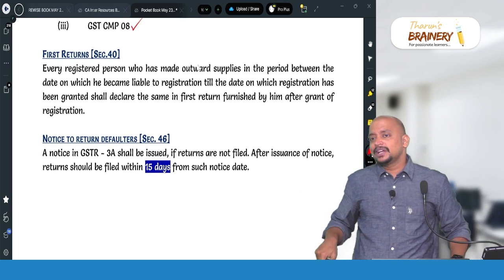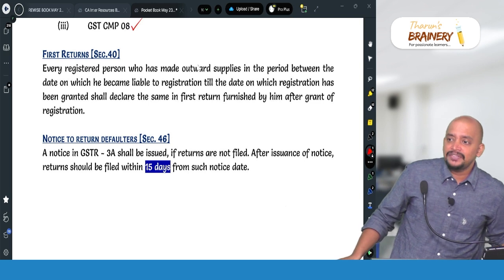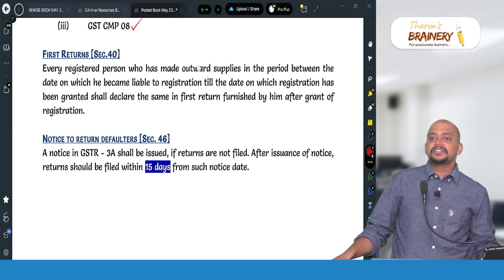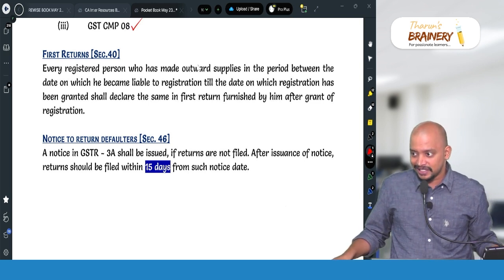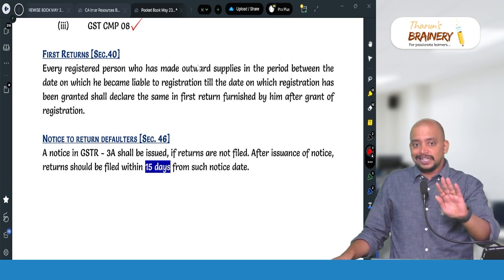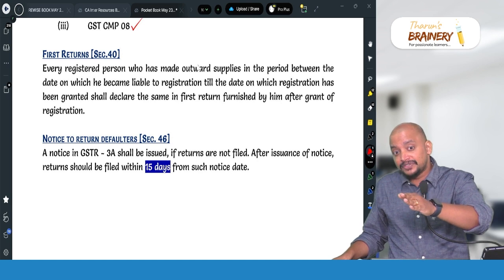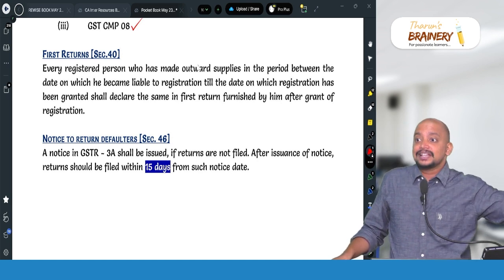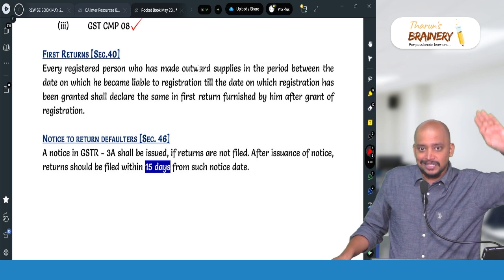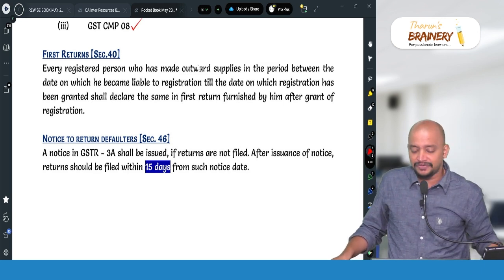Then first return, section 40, that is whenever post registration we are filing our first return GSTR 1 and GSTR 3B, not only the details of that month for which we are filing return, but also details of the period before that, that is from the date we are liable to get registered, everything should be included in the first return.